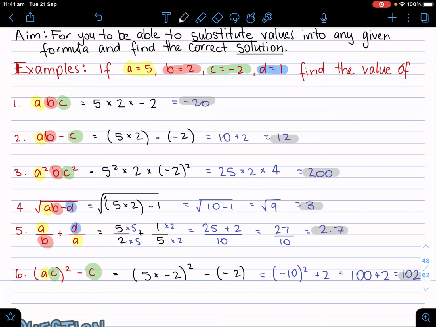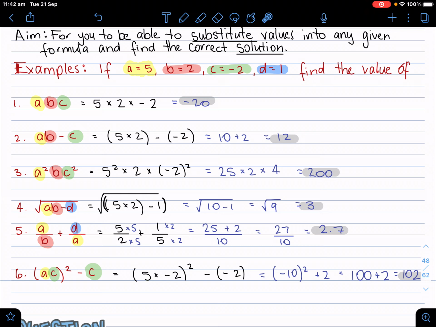For the next part, I should put an extra set of brackets just for the calculator. So I have A times B, and that answer minus D, and whatever the answer to all of that is, square root. So 5 times 2 is 10. 10 minus 1 is 9. Square root of 9 equals 3. You can do it step by step, but avoid silly mistakes. Let's go on to example 5.